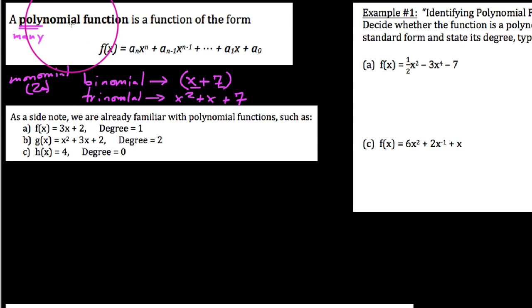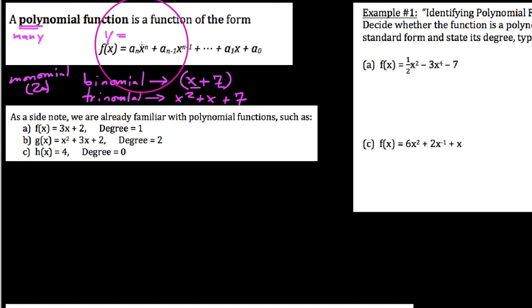But when we say polynomial, we're saying these are functions that have many terms to them, okay? So it could have 1, 2, 3, 4. It could have a 20nomial. But polynomials are just functions that have lots of different terms to them. So when we look at these terms here, we say y equals, and you'll notice that we have a bunch of x's on the right side.